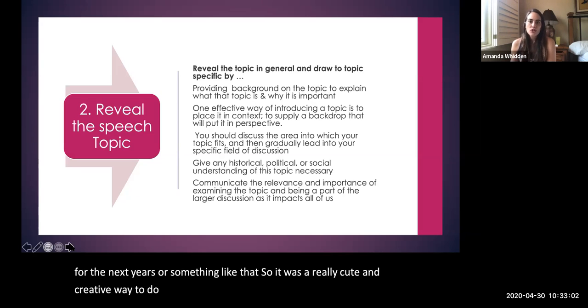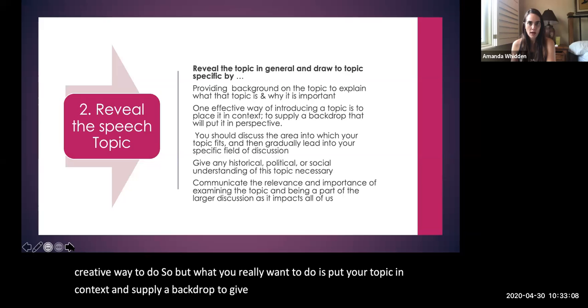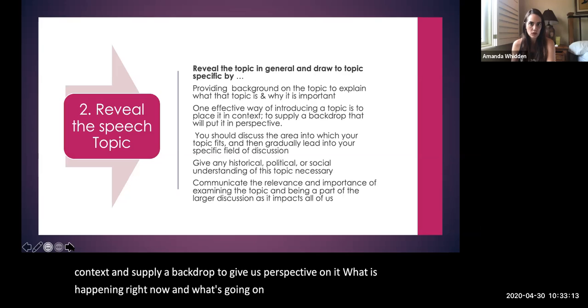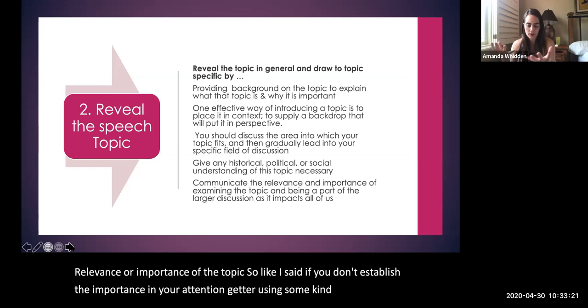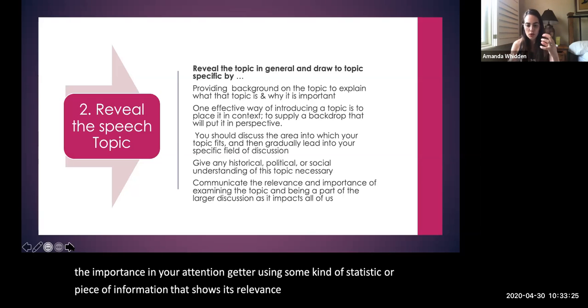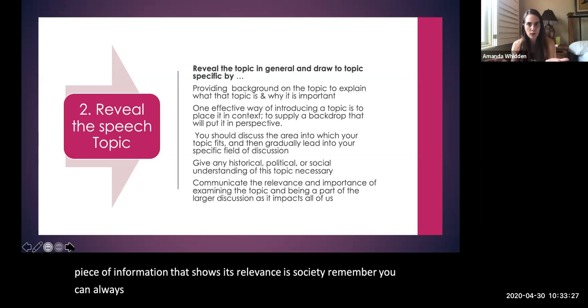But what you really want to do is put your topic in context and supply a backdrop to give us perspective on it. What is happening right now and what's going on and what's the relevance or importance of the topic. So like I said, if you don't establish the importance in your attention getter using some kind of statistic or piece of information that shows its relevance to society, remember, you can always make the connection directly for your audience.